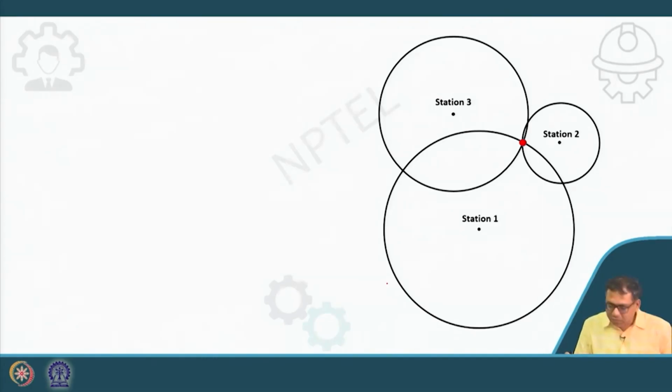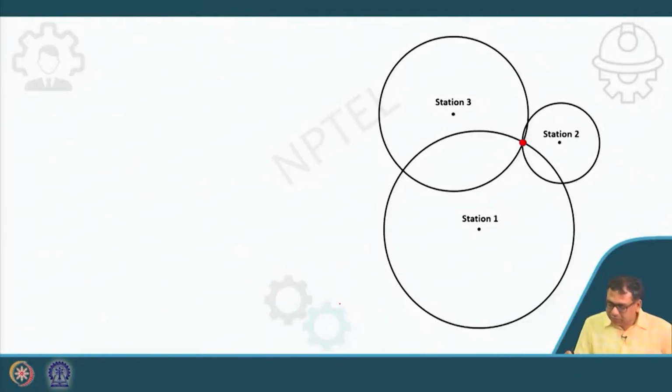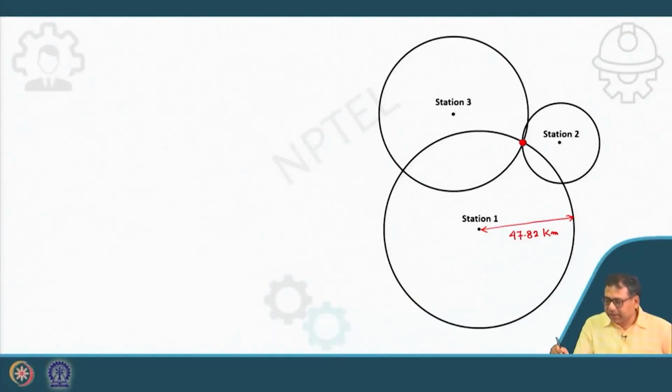Now I have drawn these 3 locations. This is my station 1. So this is location 1, and I can see this is 47.82 kilometers. Okay. This 47.82 kilometers is the radius of that circle, because that is actually the distance between the epicenter and that station, for a shallow earthquake in this case.